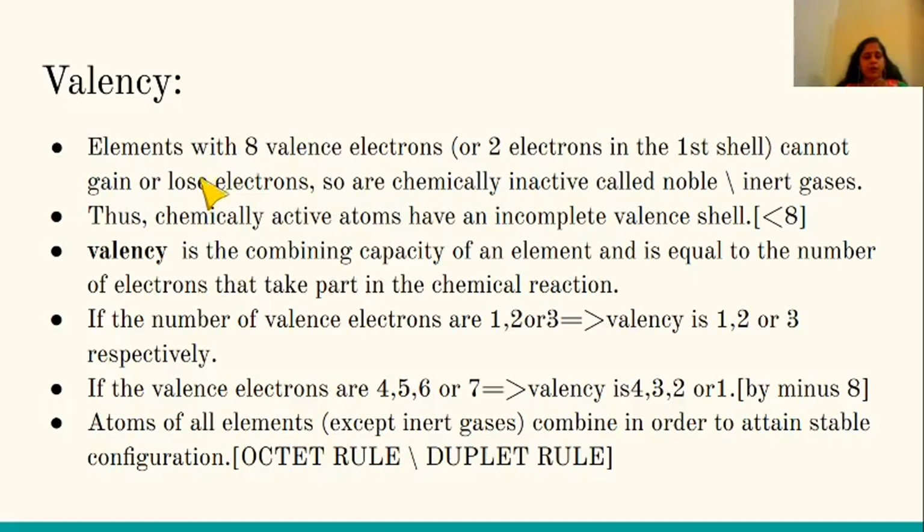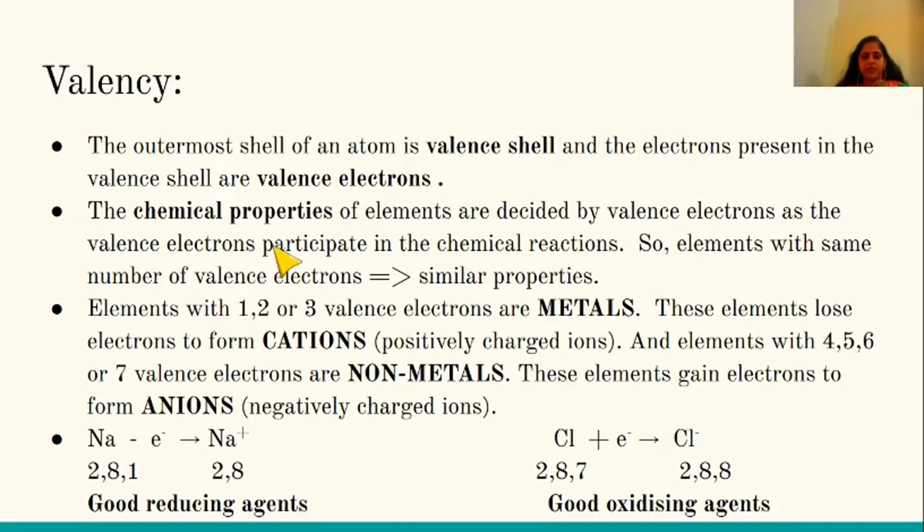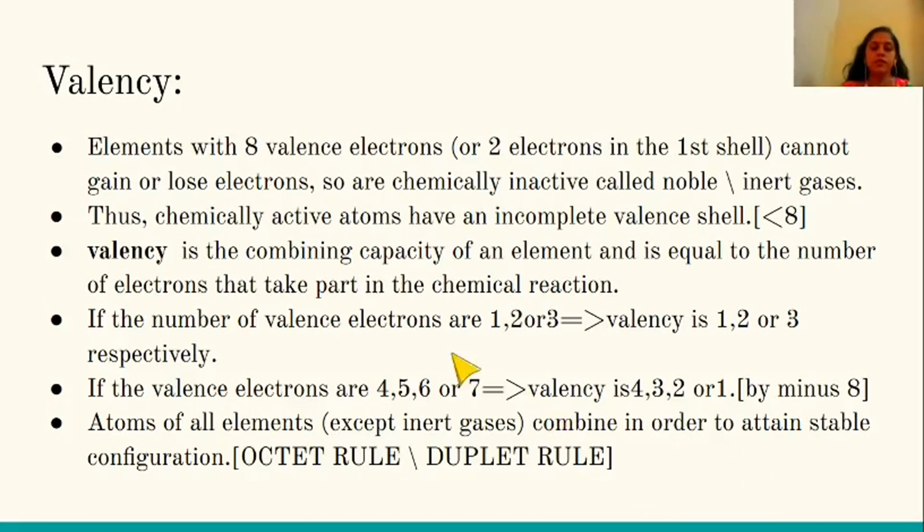Now what about elements with 8 valence electrons? Because I was just talking about getting 8 and it is stable, okay? So what about the elements with 8 valence electrons or just 2 electrons in the first shell? They cannot gain or lose, therefore they are chemically inactive. I was just telling you that the valence electrons either have a tendency to gain or lose them. Therefore, they chemically react. But the elements with 8 electrons in the valence shell, or 2 electrons if it is only the first shell, are chemically inactive. They don't react. Therefore, they are known as noble gases or inert gases.